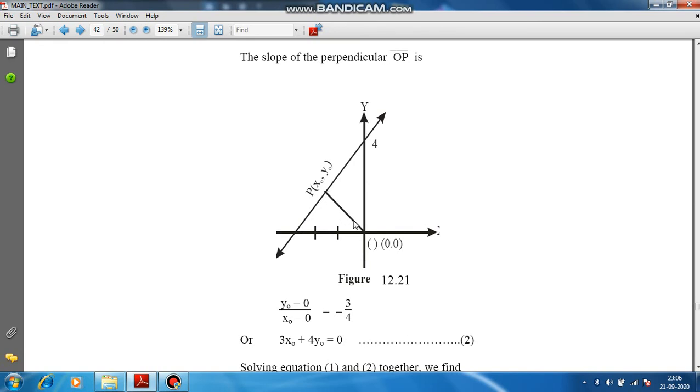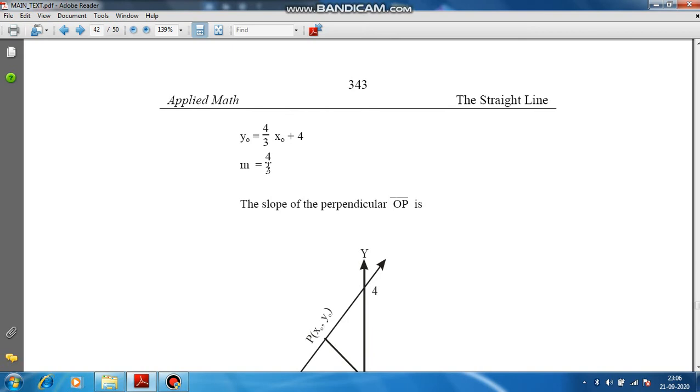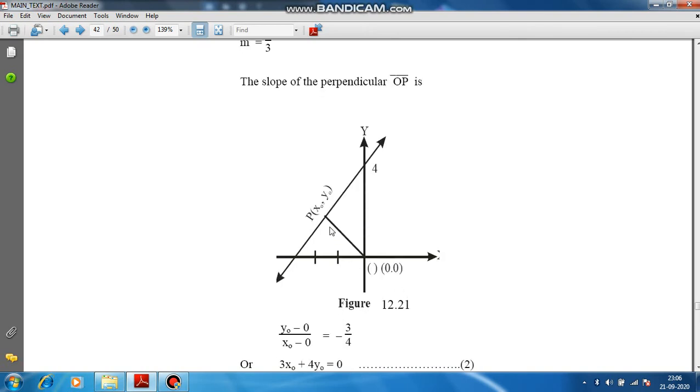And this is a line which is perpendicular to this line, and we know that if the slope of a line is m, then the slope of its perpendicular line is minus 1 upon m. So if it is 4 by 3, it should be minus 3 upon 4. Therefore the slope of this line is minus 3 upon 4.